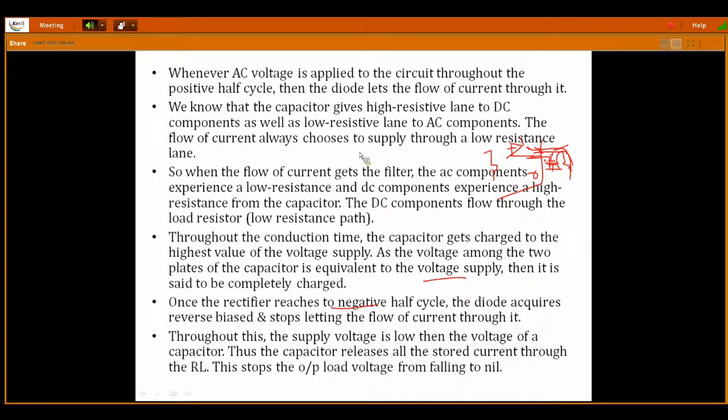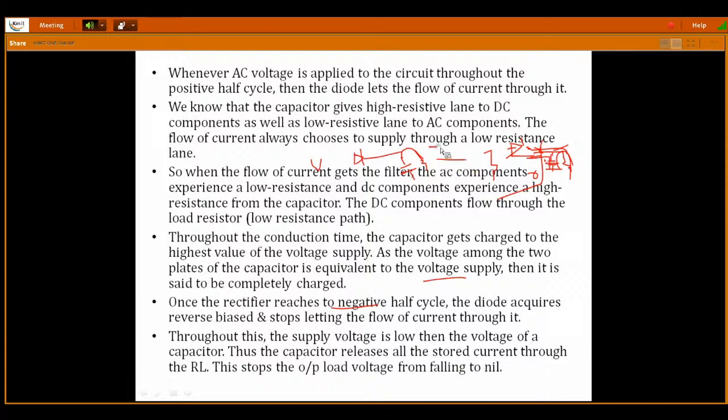Now what is going to happen? Initially during the positive half of the cycle, the diode is in the on state, so the maximum current is flowing to the load resistance. DC current is flowing to the load resistance. Whenever it comes to the negative half cycle, instead of falling to zero immediately, the charge stored in the capacitor is going to discharge through this load resistance during the negative half cycle, so that it does not become nil completely.